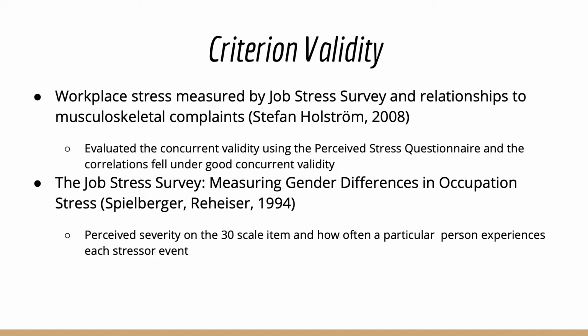And the job stress survey measuring gender differences in occupational stress article had the perceived severity on the 30 scale items and how often a person experiences each stressor event. So this proved the concurrent validity since these two different measures were able to be obtained at the same time.